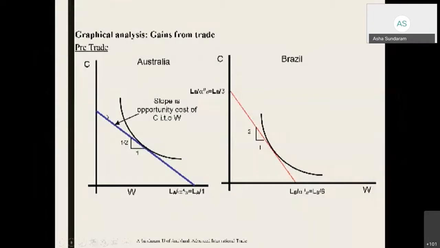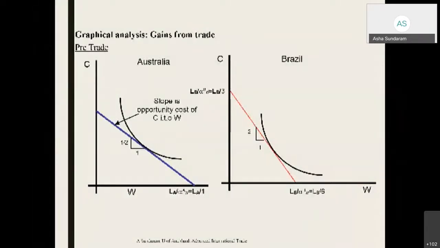If you notice, the slope of the line on the left, the blue line, is 1/2, and the slope on the right is 2. So on the left, we're tracking the opportunity cost in Australia of coffee relative to wool. And here we're tracking the same, the opportunity cost in Brazil. There is another word for these. It's called the production possibility frontier. So the production possibility frontier in Australia has the slope of 1/2. In Brazil, it has the slope of 2.